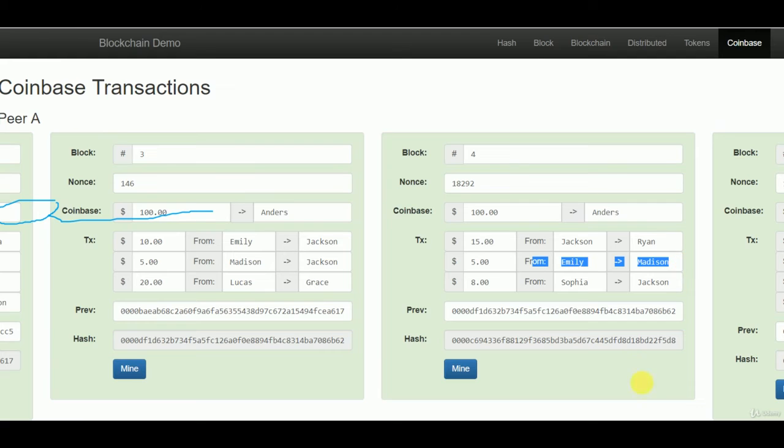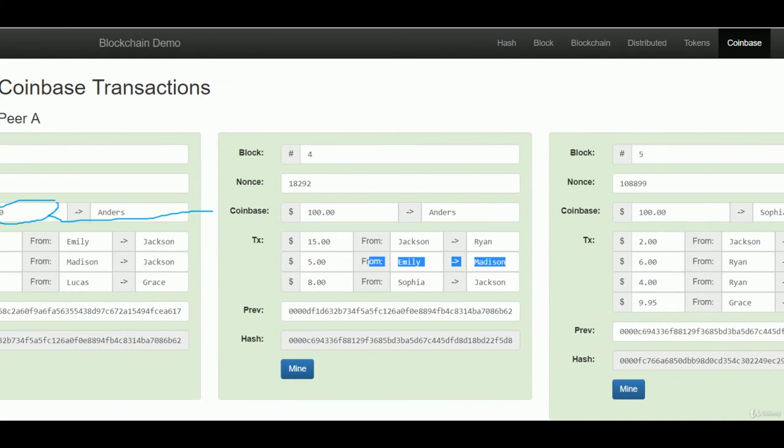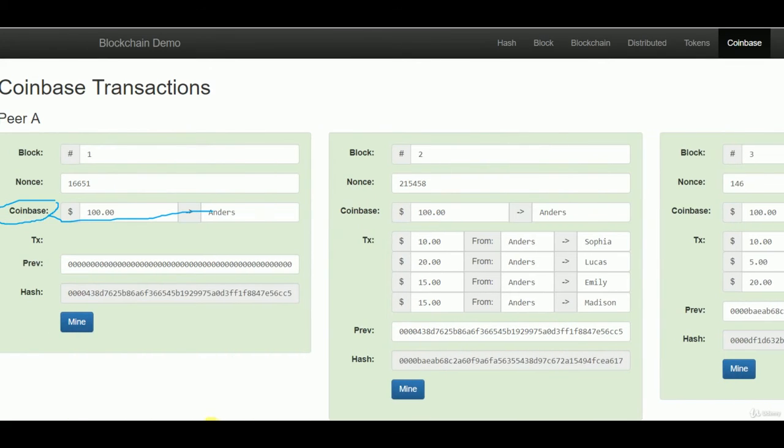So this is what the Coinbase transactions are. It will help you to either backtrack your transactions or verify your transactions and everything. So that is what the Coinbase transaction is. This is all about Anders.